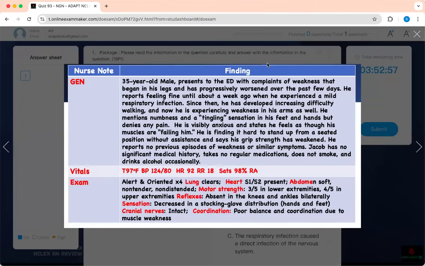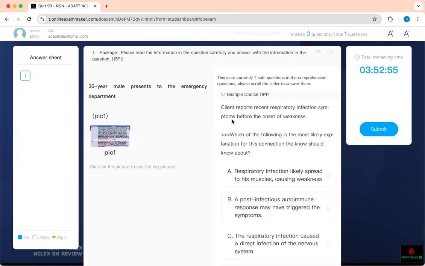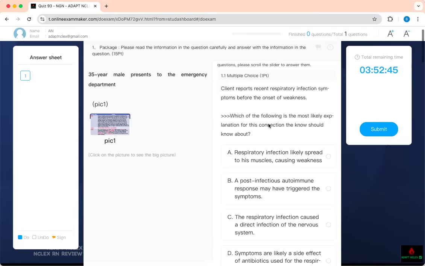This is Guillain-Barré Syndrome. If you have difficulty trying to figure it out, then read the case again. The client reports a recent respiratory infection before the onset of the weakness. Which of the following is the most likely explanation for this connection that the nurse should know about?